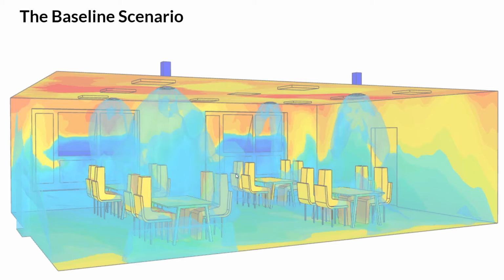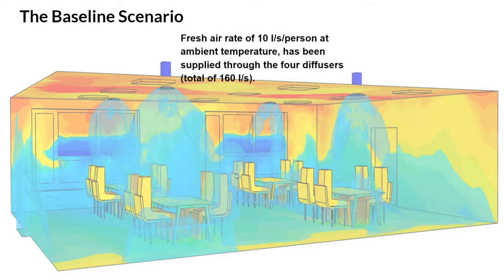So let's have a look at how we've used this CAD model to set up some different scenarios. Well, we've taken a baseline first of all, and in this baseline we consider the windows to be closed and that we're supplying a fresh air rate of 10 litres per second per person at ambient temperature through the HVAC system. And it's supplied through 4 diffusers, so a total of 160 litres per second.